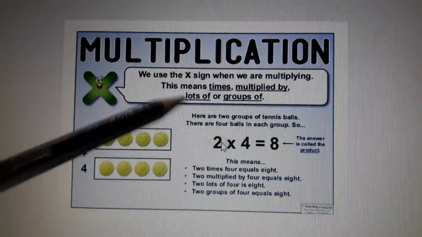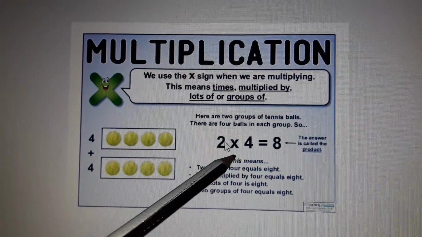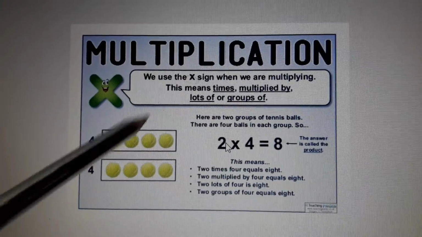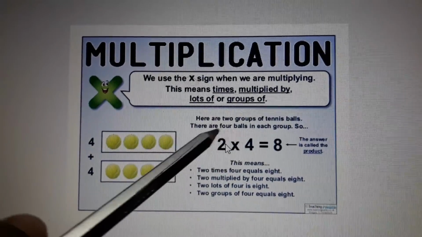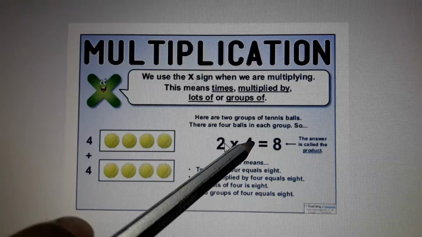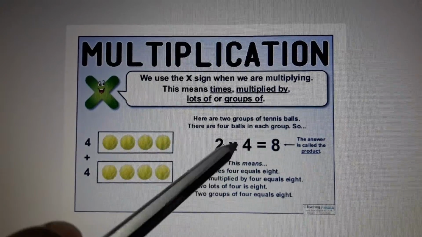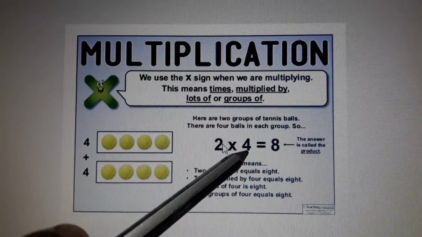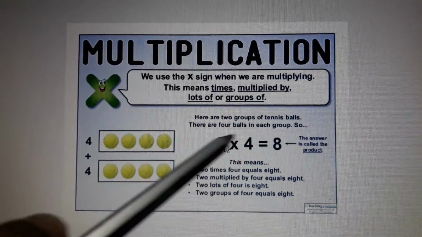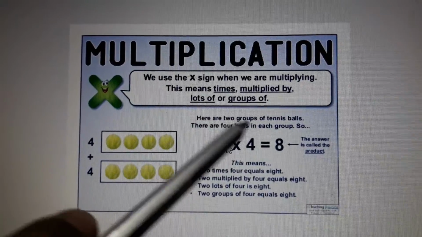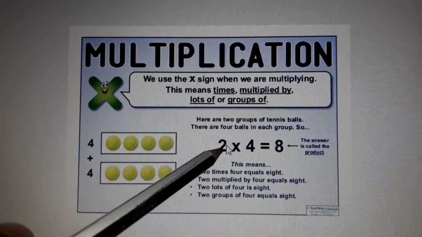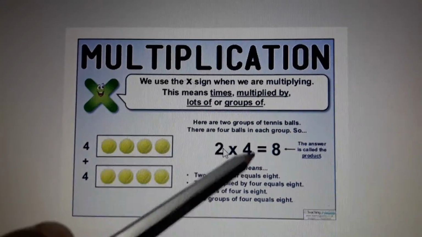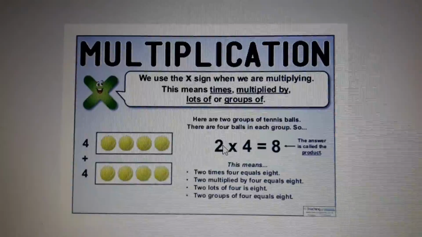So, 2 multiplication sign 4. 4 twos are 8. We had 2 groups and 4 balls in each group. Each group has 4 balls, and 2 means 2 groups. So 2 multiplied by 4 equals 8.